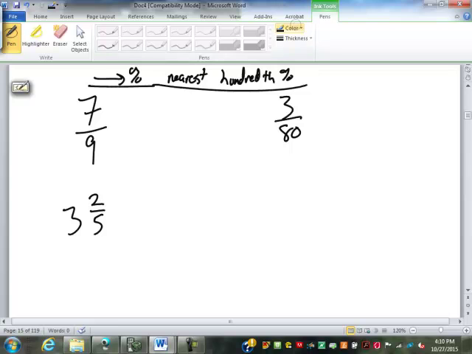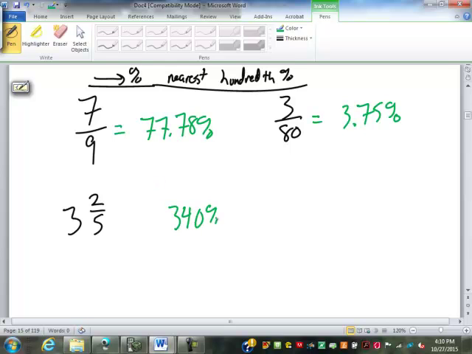So 7/9 becomes 77.78%. Good. Let's do 3/80 becomes 3.75%. That one didn't need to be rounded. And 3 2/5. 340%. Very good. The first step would be to change this into an improper fraction.